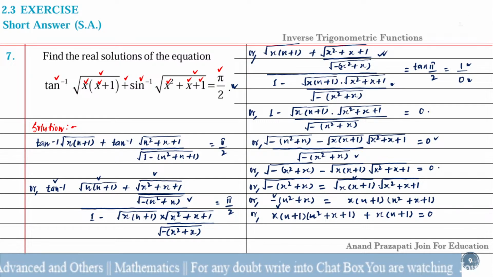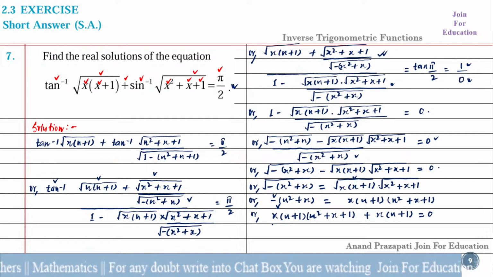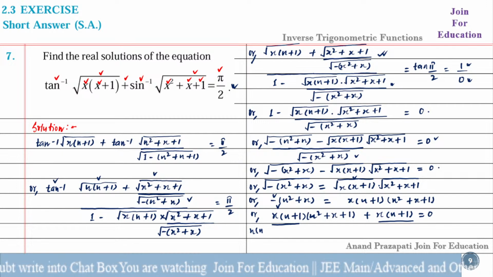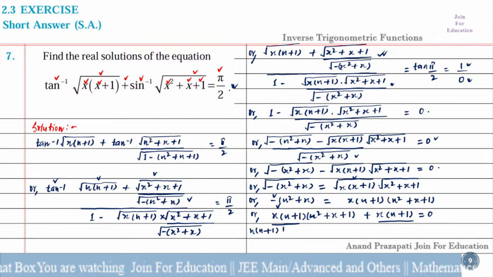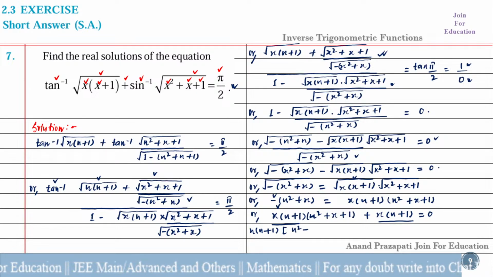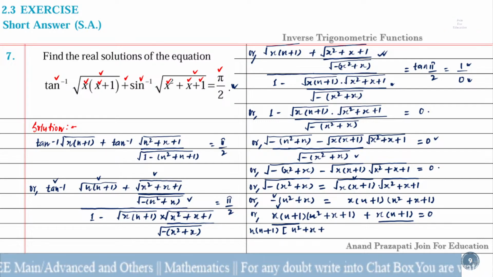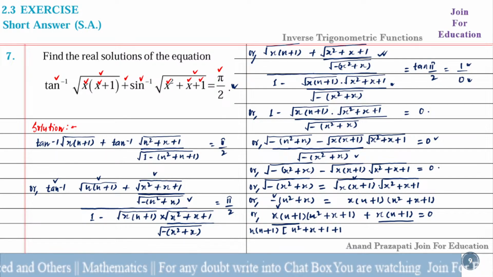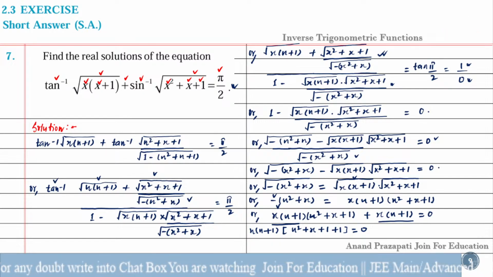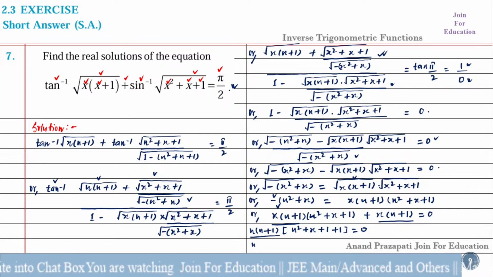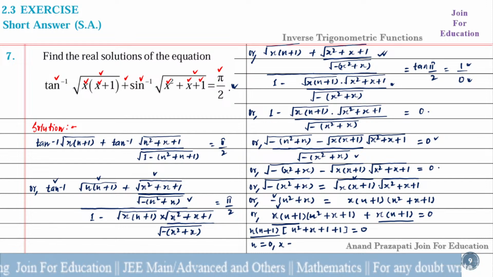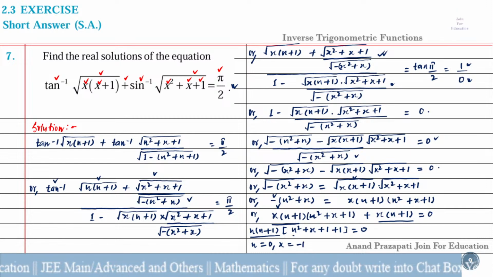There is no problem to understand up to this step, so we take this one common, then we get here x into (x plus 1), and here will be (x square plus x plus 1 plus 1) equal to 0. So here this one will be x equal to 0, x equal to minus 1, and this one will be the quadratic equation in x.